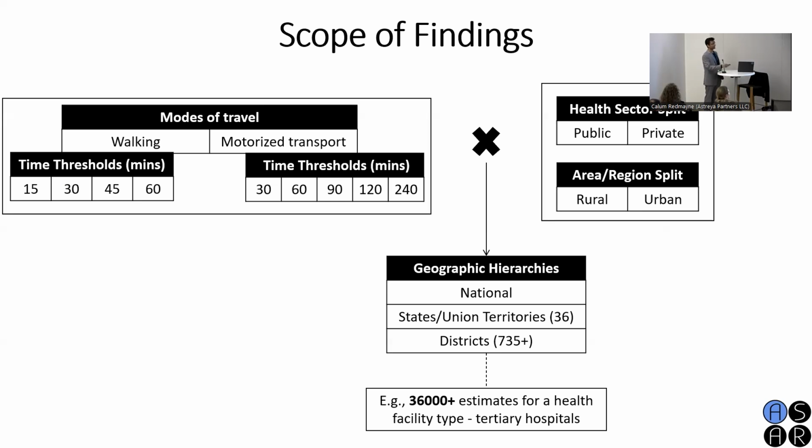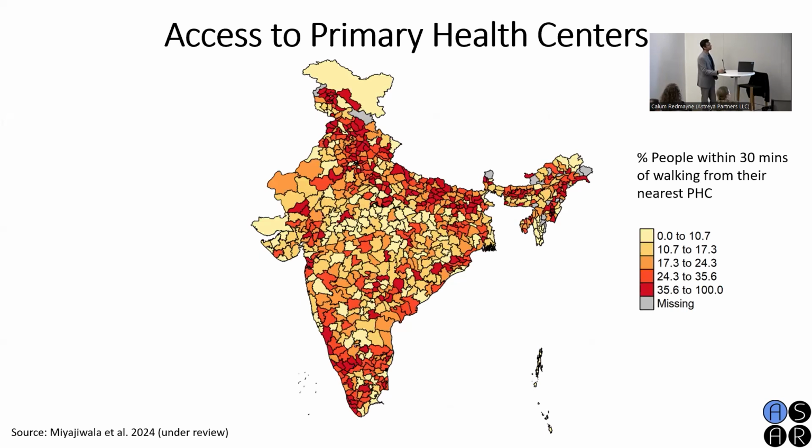So at the end of a single analysis cycle for a given health facility type, let's say primary healthcare center, what we get are somewhere between 30 to 40,000 estimates for that facility type based on the geographic hierarchy and all the disaggregations. All right, so my goal today is not to take you through 100,000 estimates, but just give you a flavor of what we have done till now and highlight some of the things that we think could be useful and could be important.